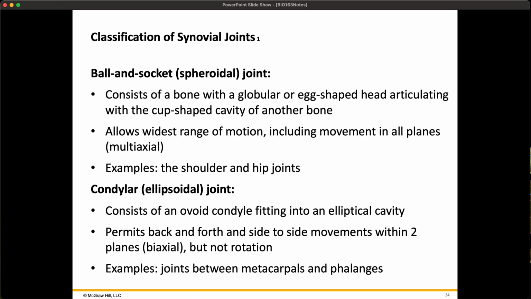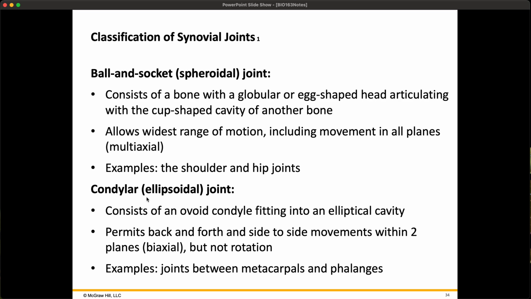Okay, so let's look at some more classifications of synovial joints. Your ball and socket joints are your most freely movable joints, and your shoulders and your hips provide multi-axial range of motion. So movement in all body planes. If you remember from Lab 1, we talked about the different planes of movement. So sagittal, coronal, transverse planes, all that stuff. So now we're talking about multi-axial movement.